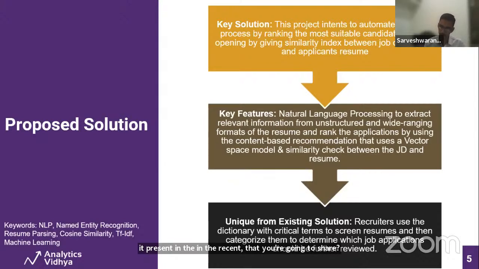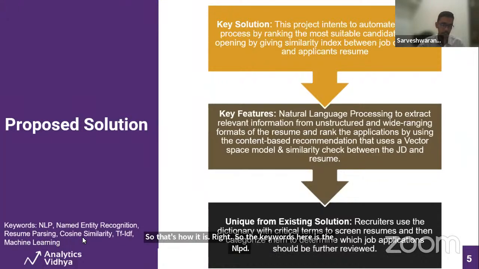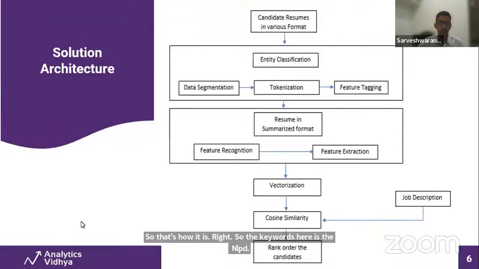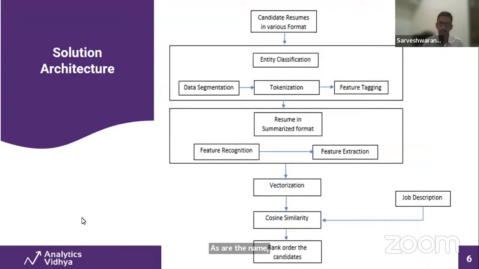If the skill is there, okay. If the skill is not there, then straightforward, it's going to be rejected, right? So that's how it is. So the keywords here are NLP, named entity recognition, resume parsing, cosine similarity, TF-IDF and machine learning. Okay, the solution architecture.